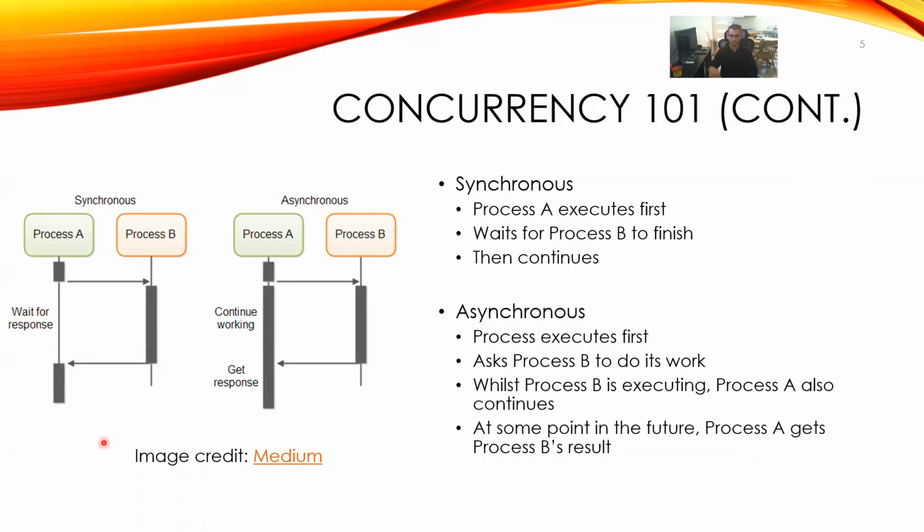In an asynchronous world, however, we're in process A first. We then ask for process B to start doing its thing, and then process A just keeps going. And then at some point in the future, when process B is done, we get back whatever information process B generated. And there are multiple strategies for knowing how to get the response back. But this is the general idea of what's happening here.